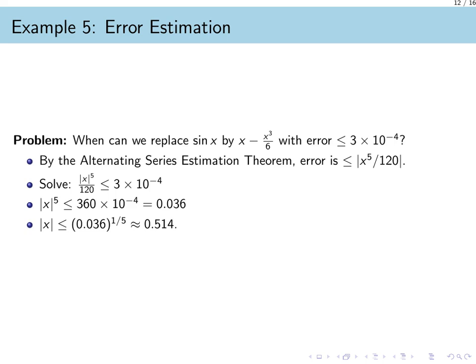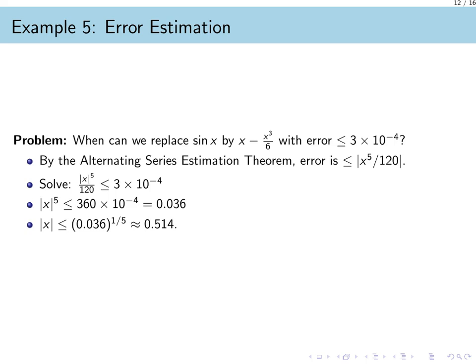Let us work through an example to see how we can determine the valid range for a Taylor approximation. The problem asks for the values of x where we can replace sine of x with its first two non-zero terms, with an error no greater than 3 times 10 to the power of -4. The key insight here is that the Taylor series for sine of x is an alternating series. For such series, the alternating series estimation theorem provides a very convenient way to bound the error. It states that the error from stopping the series at a certain point is no larger than the absolute value of the very next term you did not include.